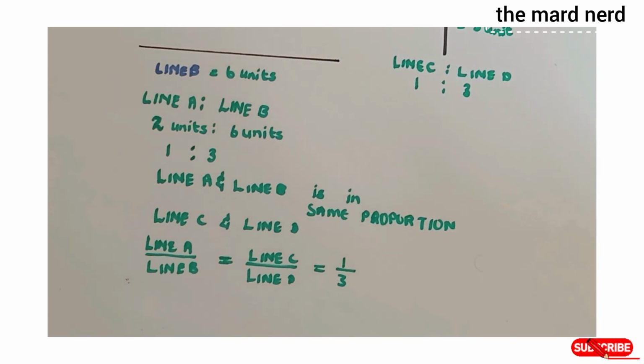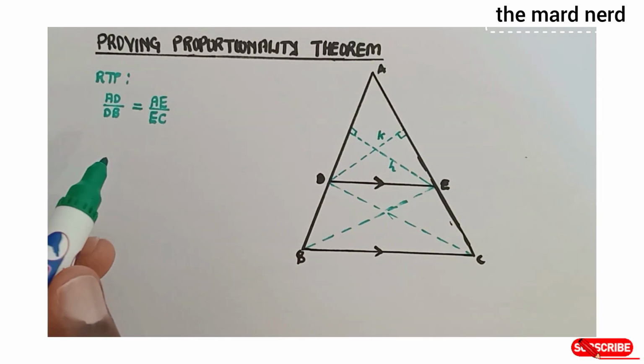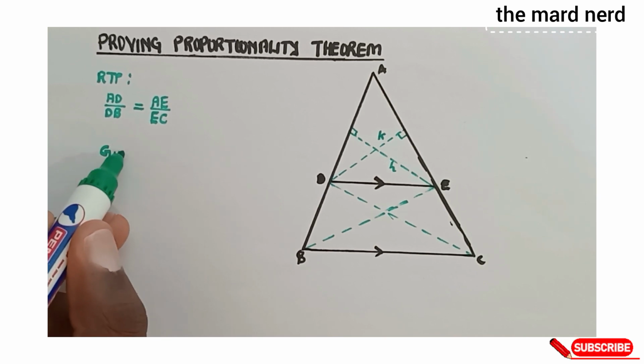Now we're going to dive deeper into proving the proportionality. Right, now we are looking at proving the proportionality theorem. So we are required here to prove AD over DB is equal to AE over EC. Okay, now let's look at what we are given here.